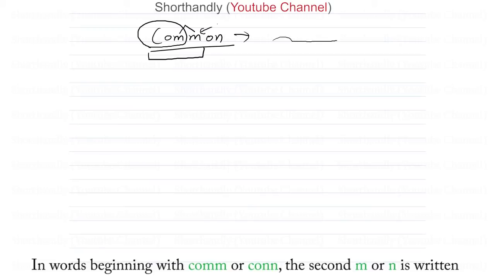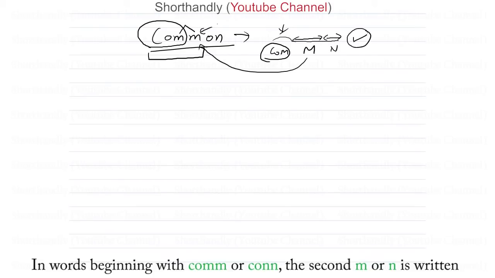So this is our first character K which we use to represent our com prefix. Then till here we used our second M, which is this one. Then we finally made our N. So this is our word common.